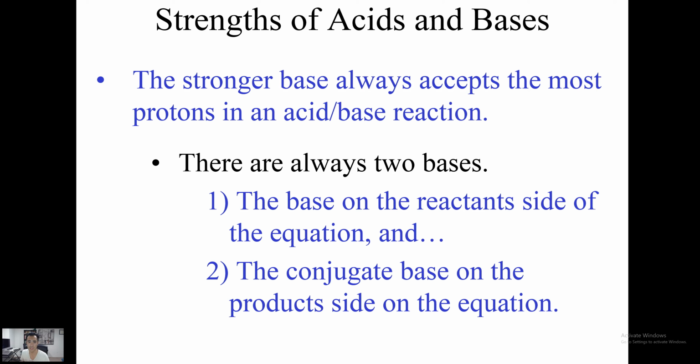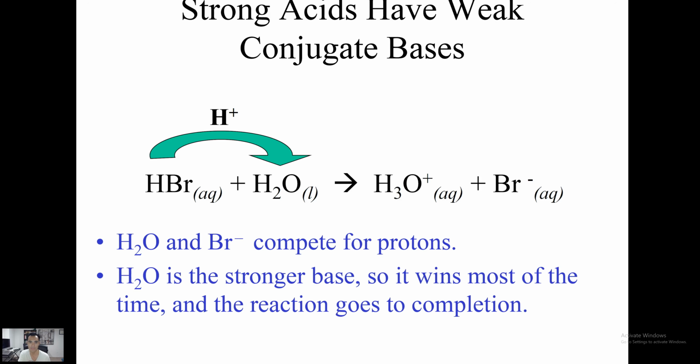Stronger bases always accept the most protons from an acid. So if I give you an example of what makes a base strong, it's the one that picks up the most. And there are always two types of bases, the base on the reactant side of the equation and the conjugate on the right side. So again, just keep in mind this idea of conjugates, how they're losing protons and how they're gaining protons on the other side. So strong acids have weak conjugate bases.